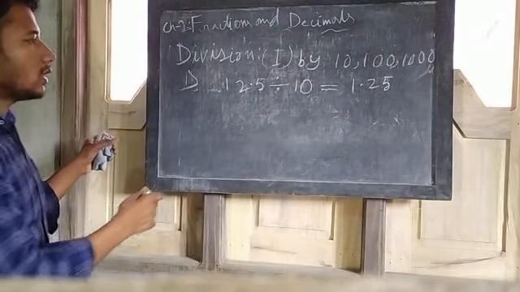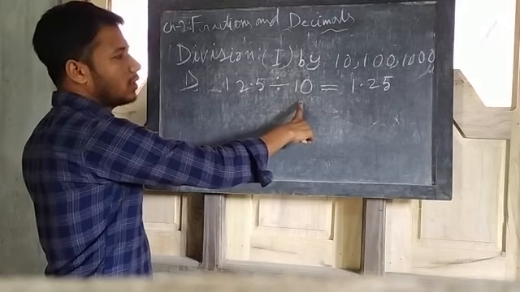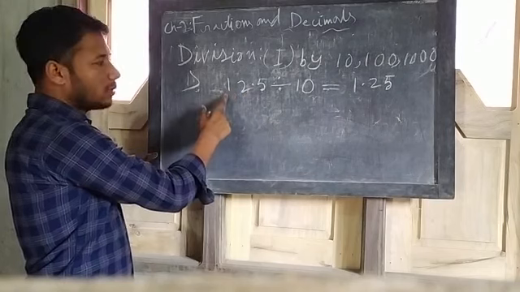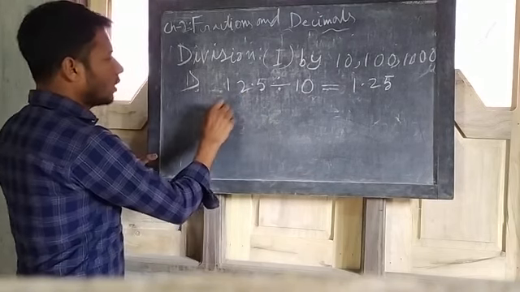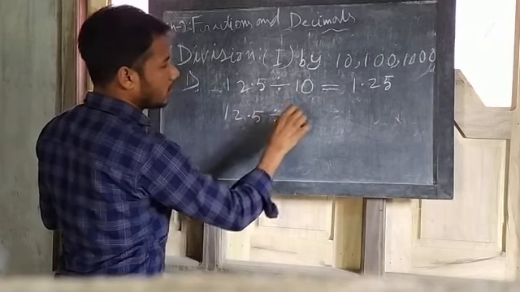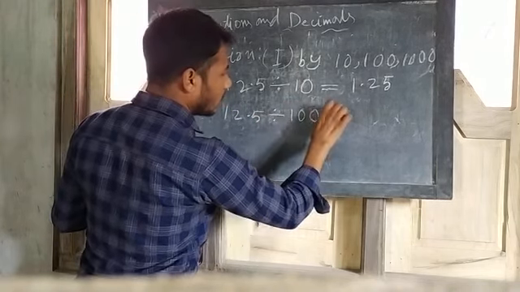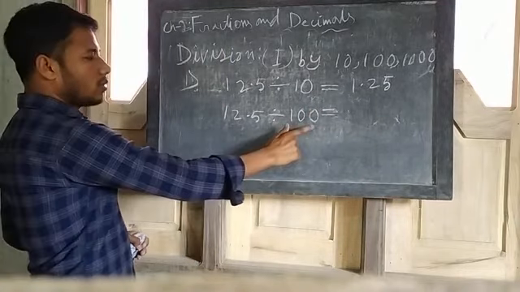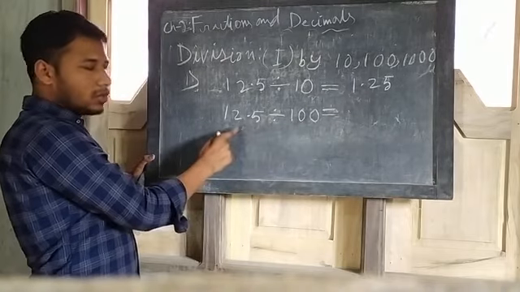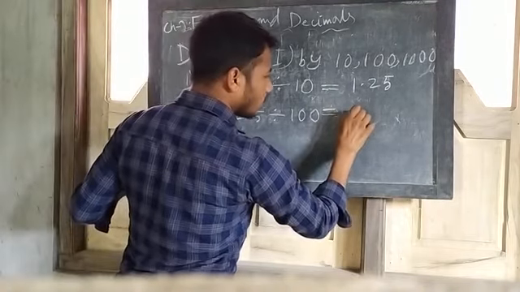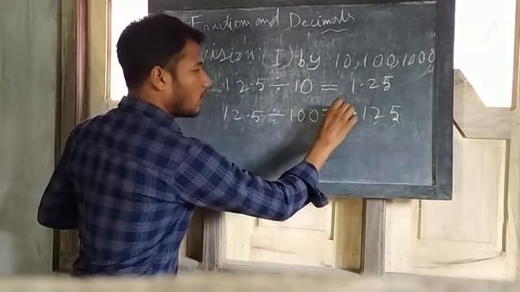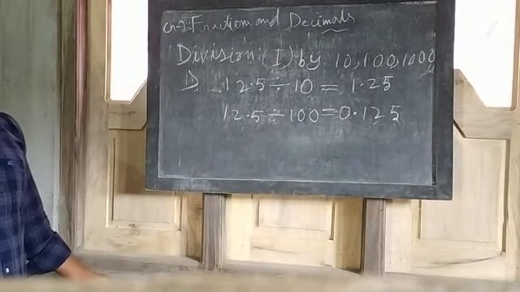By how many places? The number of 0s over 1. That is 10, 1 zero. That means the point will transfer 1 digit to the left side. Now see 12.5, the same number, divided by 100. If we divide by 100, there are 2 zeros over 1, so the decimal point will transfer 2 digits to the left side. Therefore, that will be 0.125. There is no digit before the point, so we can put 0.